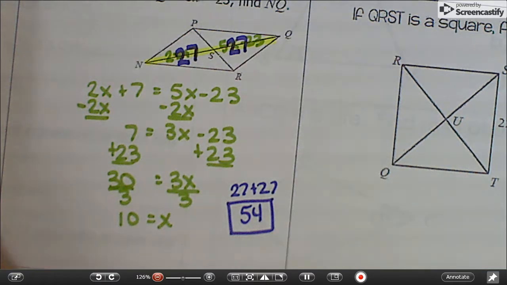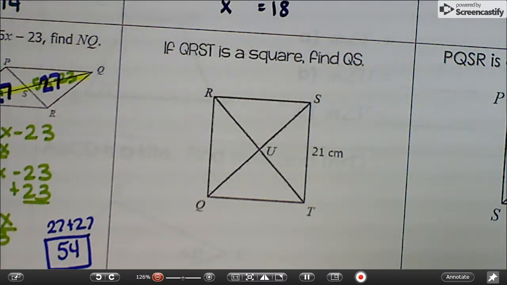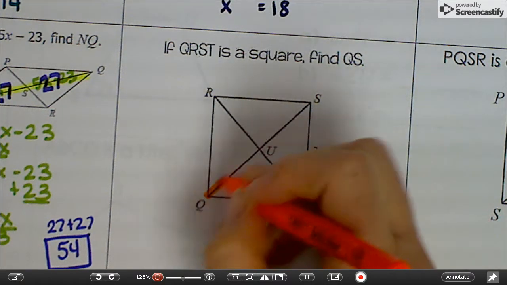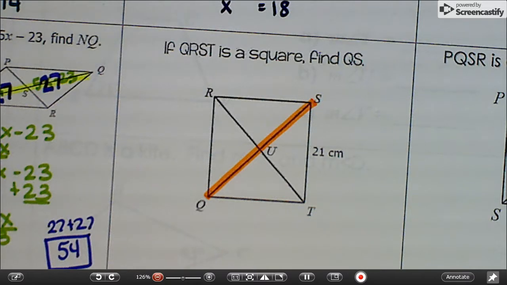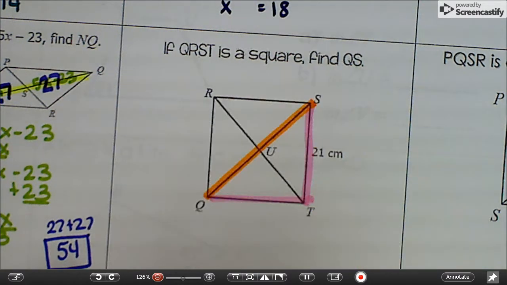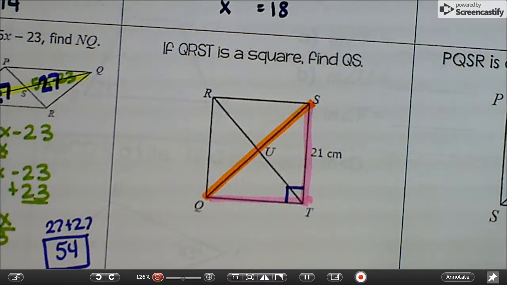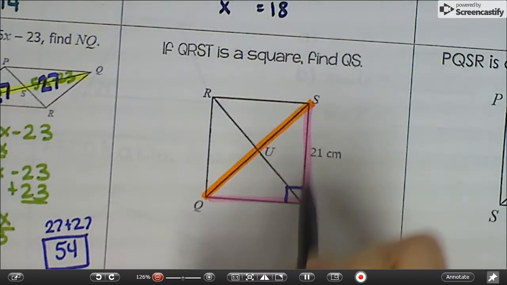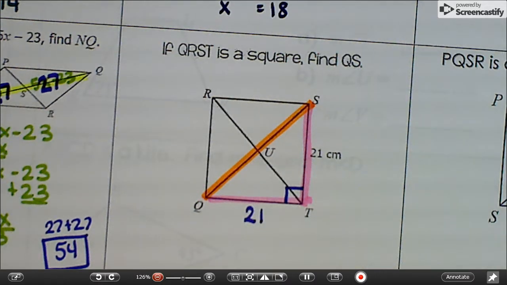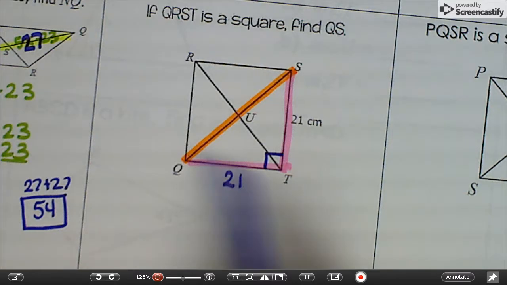2 more. I hope they fit on our 10-minute video. If QRST is a square, find QS. So we want the length of this whole diagonal. Well, as soon as I highlight that, I see this whole thing here. And because it's a square, we know that this angle has to be 90 degrees. So I'm looking at a right triangle and I'm thinking, hey, since this is a square, this side also has to be 21. Now we have a right triangle and we know 2 sides.